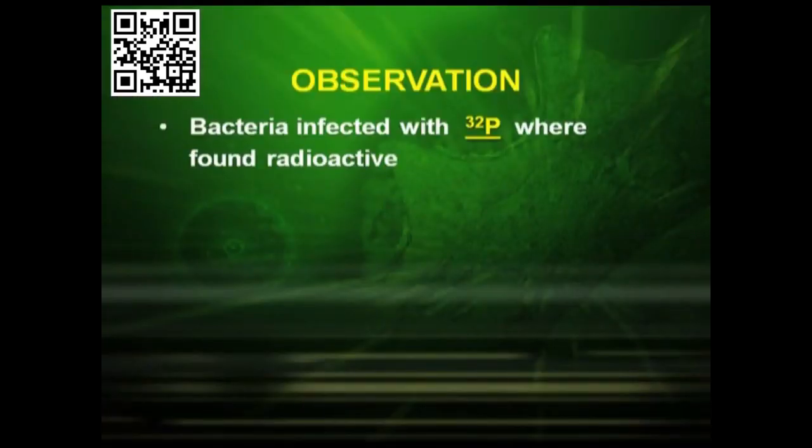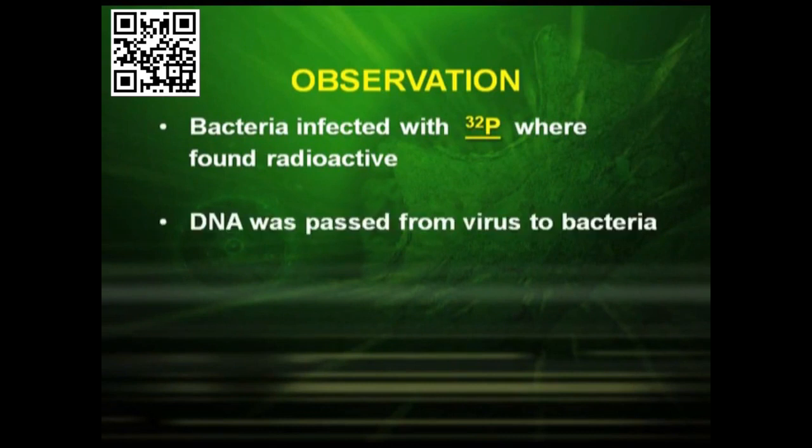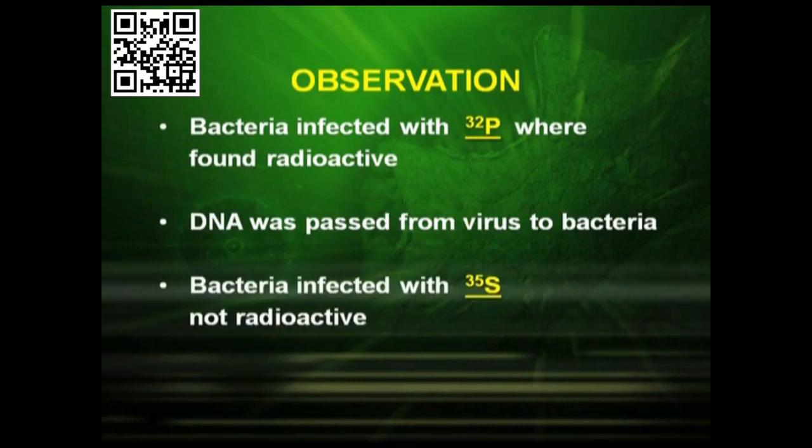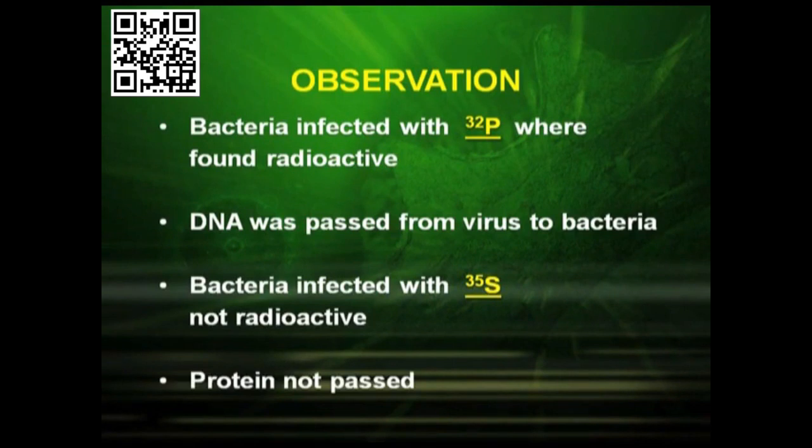The bacteria infected with P32 were found radioactive. So, the DNA was passed from virus to bacteria. The bacteria infected with S35 were not radioactive. So, that clearly shows that protein is not passed. Now, let us see the summary of the experiment.